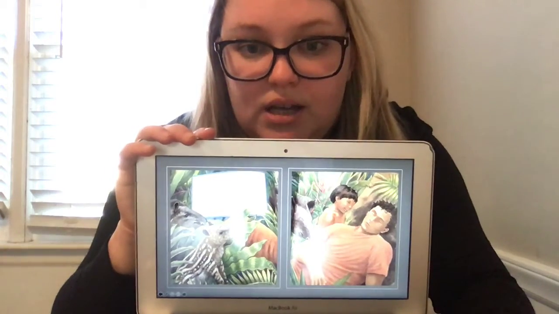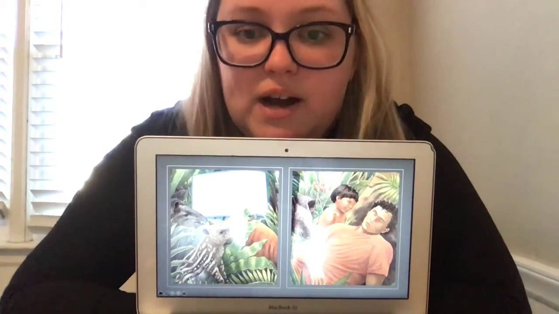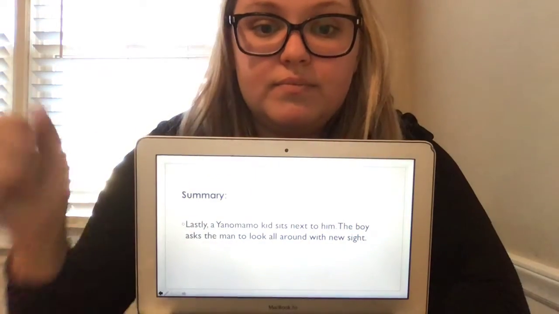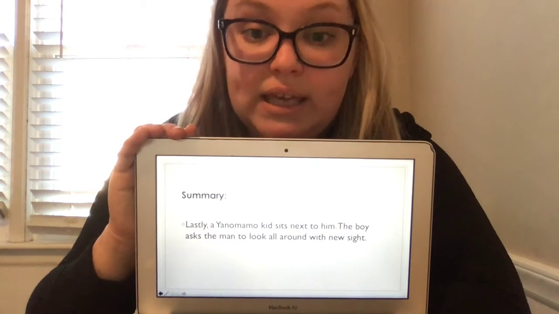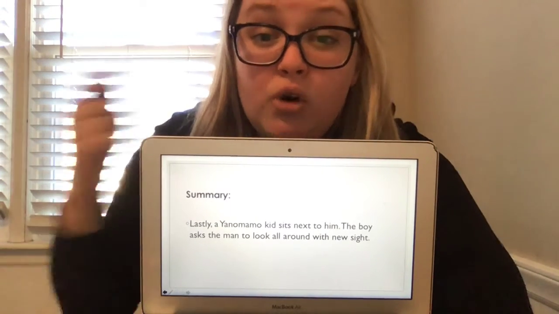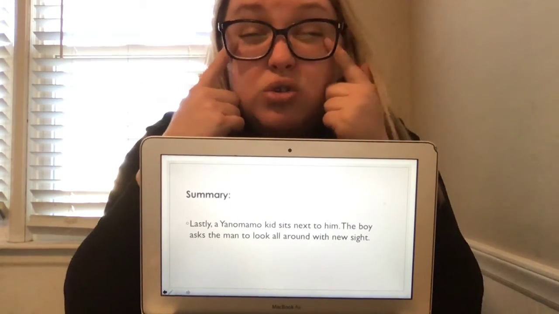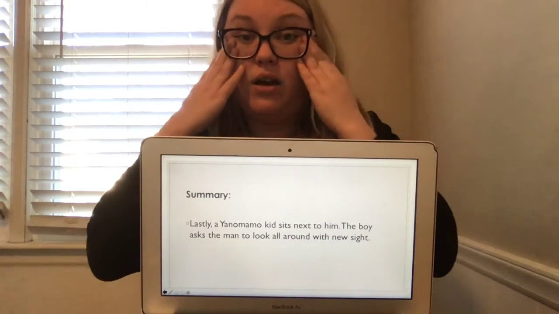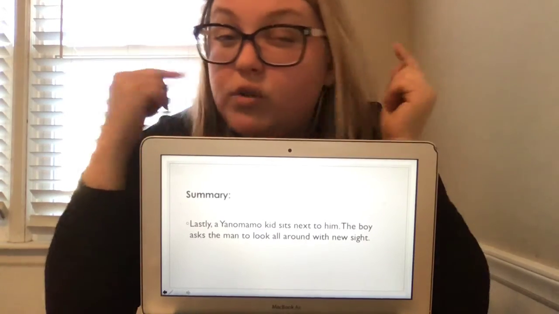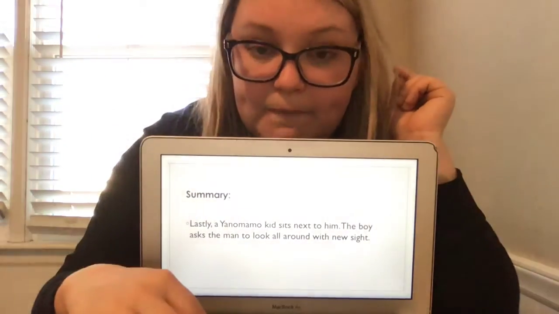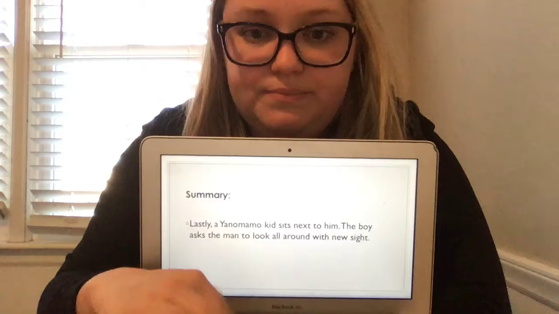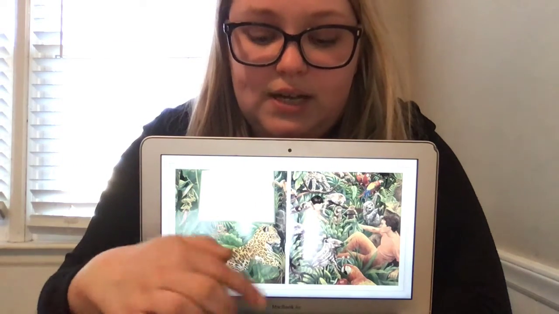And then last but not least, and this was a very little short paragraph, but he is visited by a kid, a boy. So lastly, a Yanomamo kid sits next to him. The boy asks the man to look all around with new sight. So look around with fresh eyes. Okay? When you look at the rainforest, before you chop again, look again after all we've told you while you sleep. Right? Everyone's saying this to the man as he sleeps.